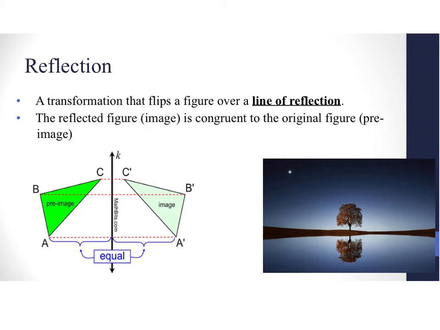You can also see in nature that this happens. Water oftentimes acts as a mirror. So here we have a reflection. In this case, if we wanted to, we could draw in a line and we could almost say that this is like a reflection over the x-axis.